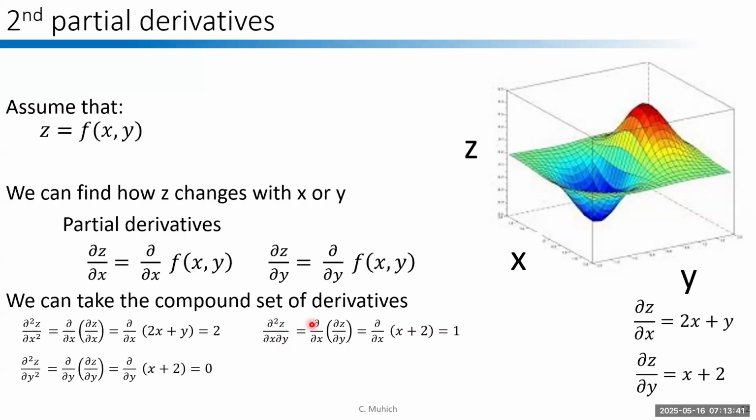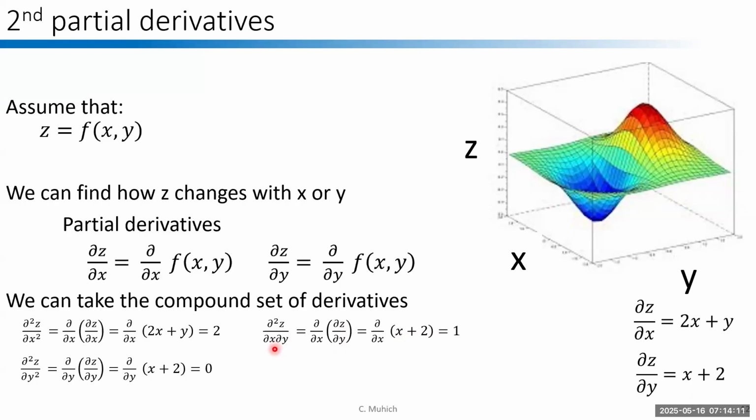So I'm going to take the partial with respect to x of the partial z partial y. All I need to do again is take this term, substitute it in, so that I'm left with the partial with respect to x of x plus 2. 2 is a constant. The derivative of x with respect to x is 1. So my partial derivative of z with respect to y, then x, is 1.